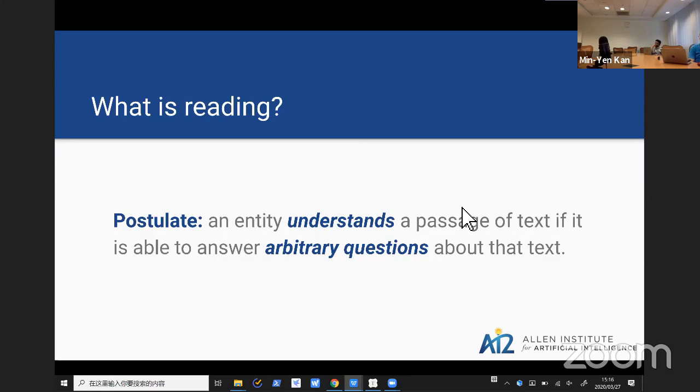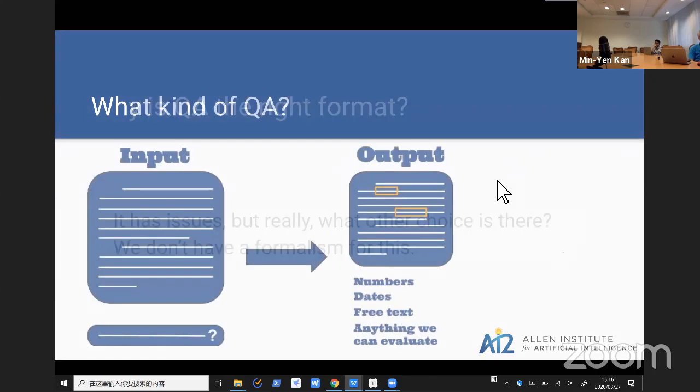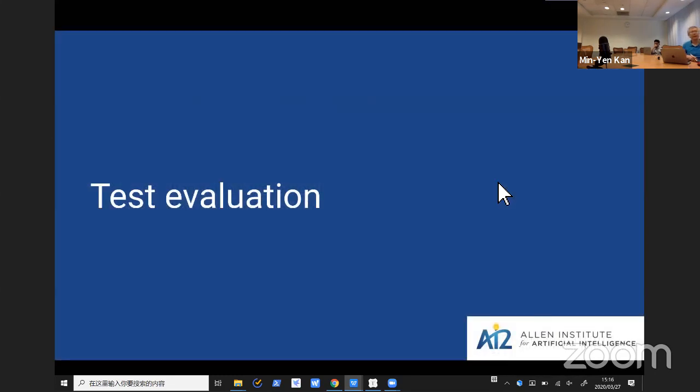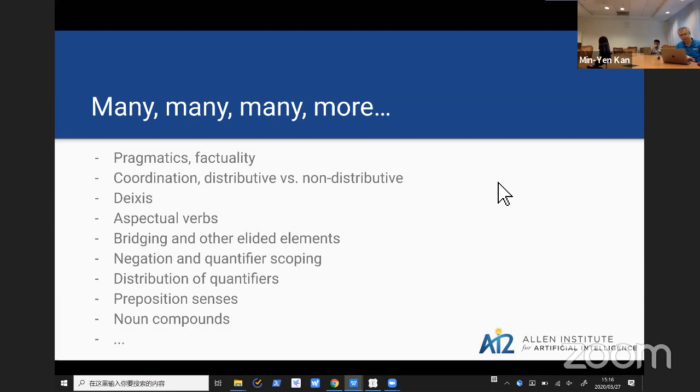You can think about ones where, if you have enough data of a certain sort, you would be able to do it. So if you go back to that list at the end, where it has deixis and all these other things, many times we want to think about what type of pieces of information you would need to engineer data sets for this. Like negation and quantifier scoping, I think that's fairly easy. Distribution of quantifiers is also not so hard. Preposition senses, I think there are lots of people doing that already, and same with noun compounds.